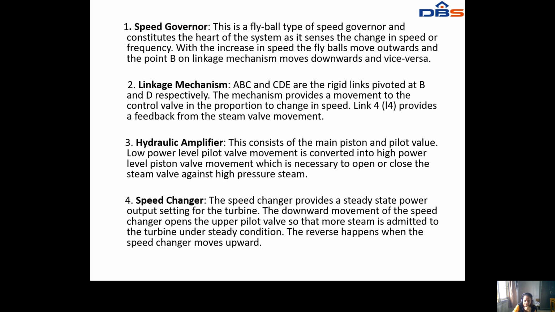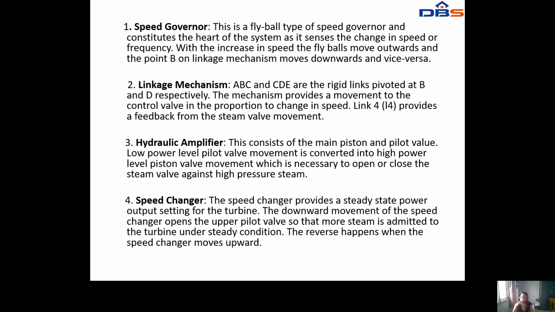The speed governor here is a fly ball type speed governor, and it is the heart of the system. It senses the change in speed or change in frequency. Why? Because frequency and speed are directly proportional. With increasing speed, the fly ball will move outwards, and point B and the linkage mechanism move downwards, or vice versa. The linkage mechanisms ABC and CDE are rigid links, hinged at B and D respectively.